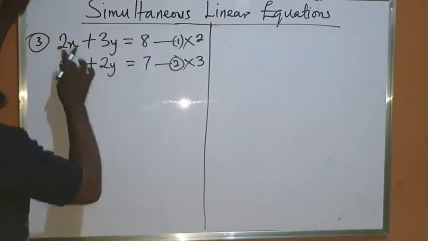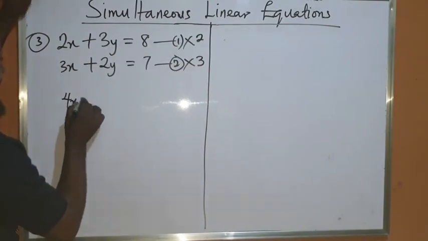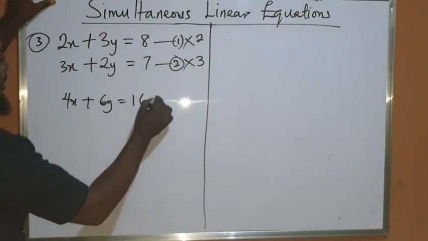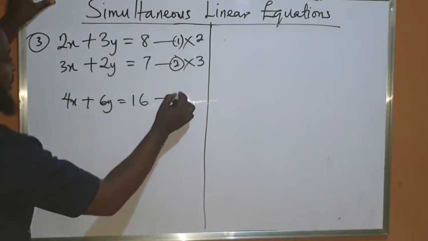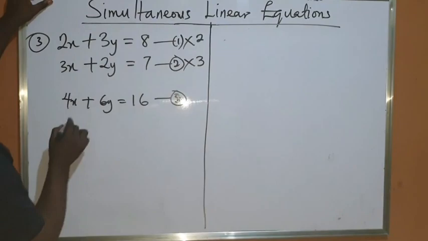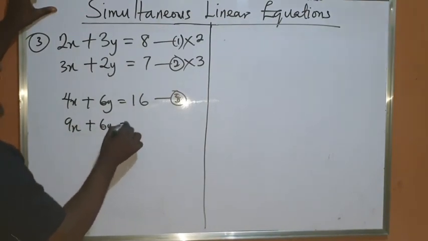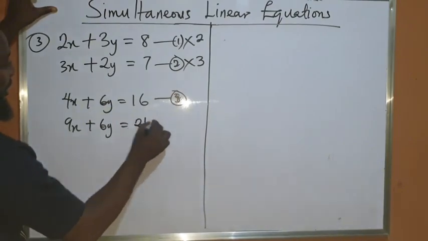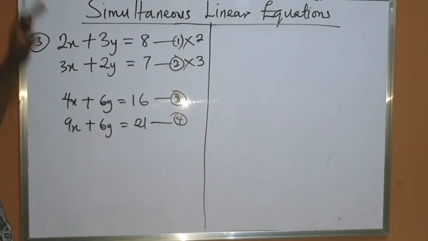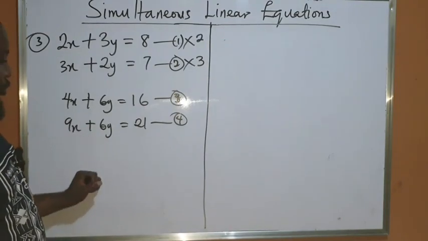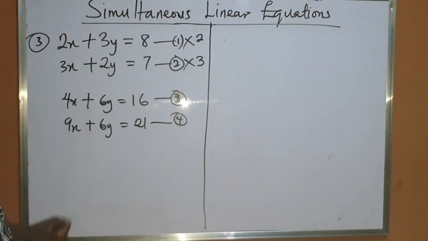So 2 times 2, that gives what? 4x plus 6y equals 16. This gives equation 3. So 3 times 3, that gives what? 9x plus 6y as well, then plus 21, equation 4. So we can see that y has the same coefficient in both equations, which is 6.